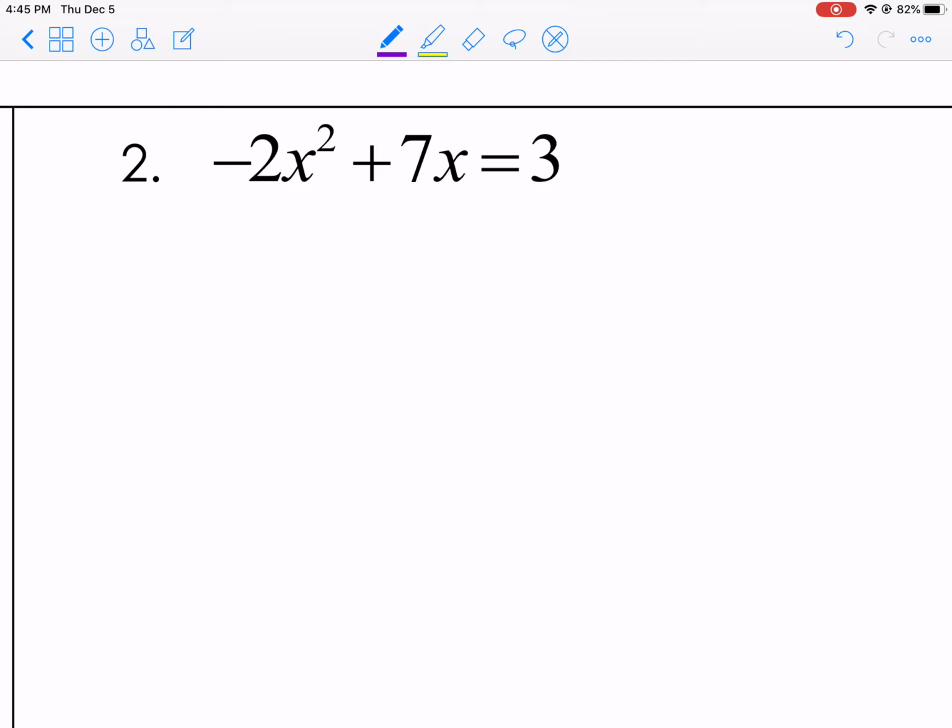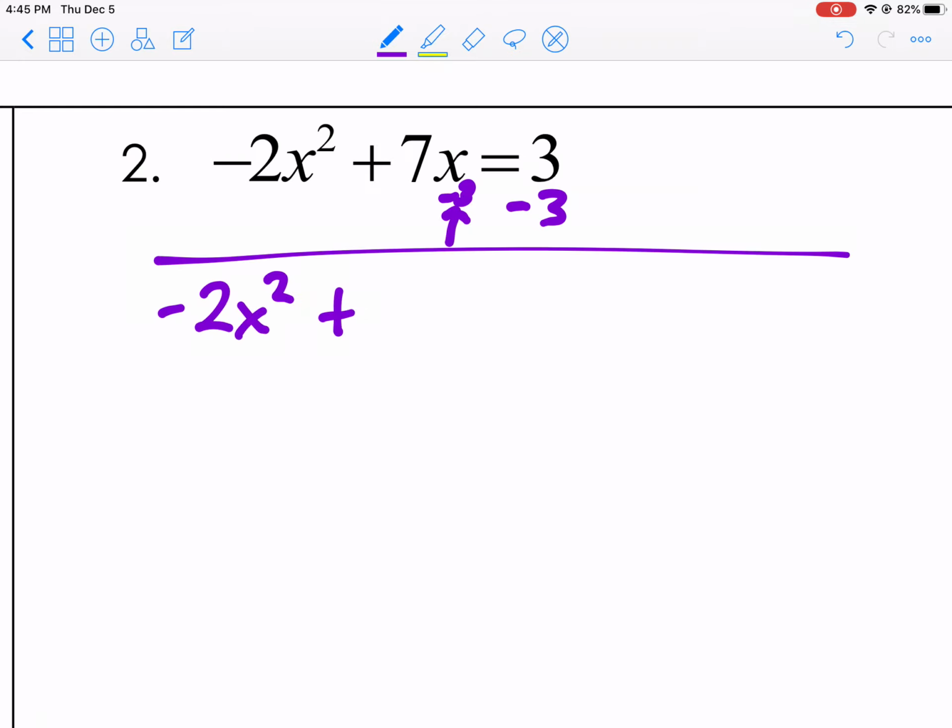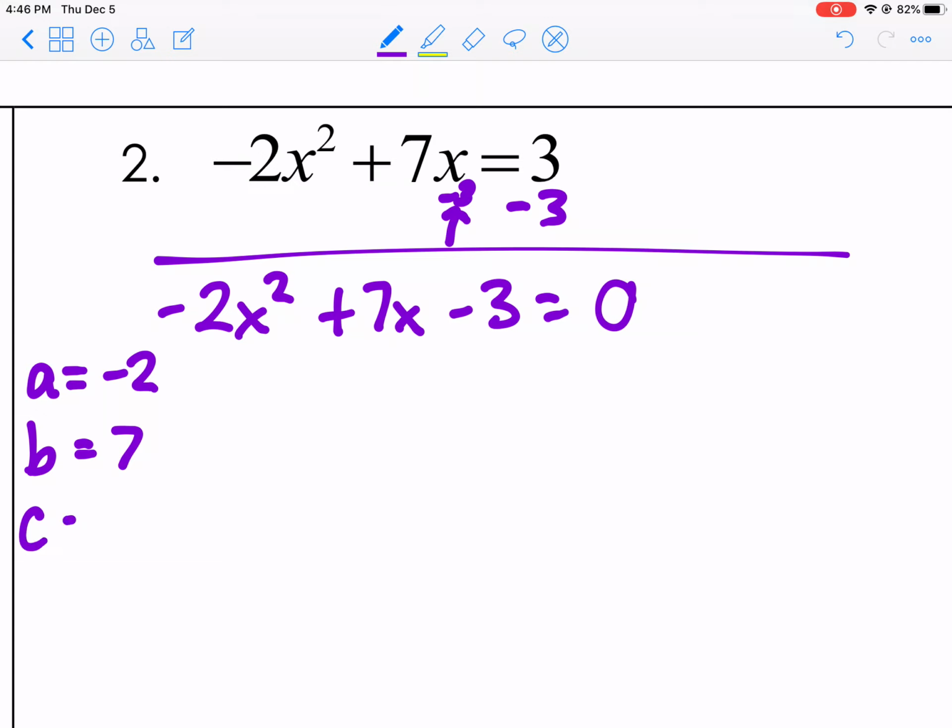Number 2 is not yet in standard form, and that's the first step of what we're going to do. So I'm going to subtract 3. This is a quadratic term, a linear term. This is a constant, so I don't have anything to subtract it from. So I'm going to just kind of write it really small over here, minus 3. When I rewrite it, I'll have -2x squared plus 7x minus 3 equals 0. So now I've got 3 terms, a trinomial. In this case, a is -2, b is 7, and c is -3.